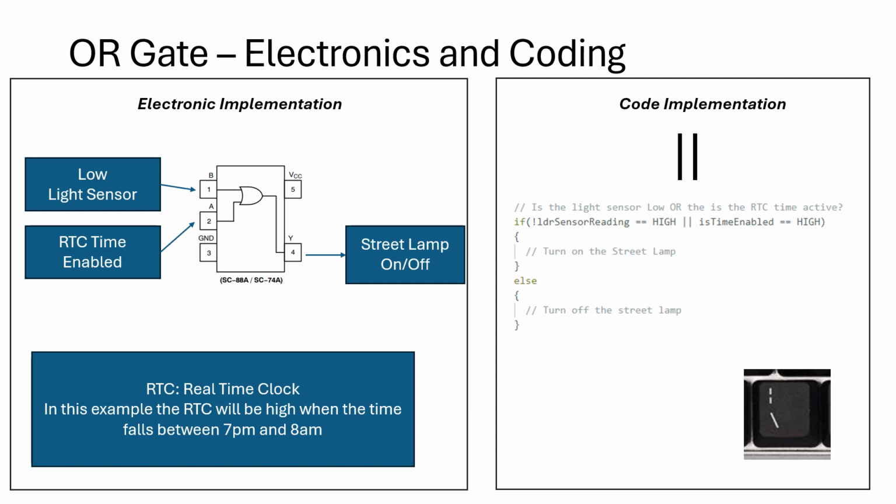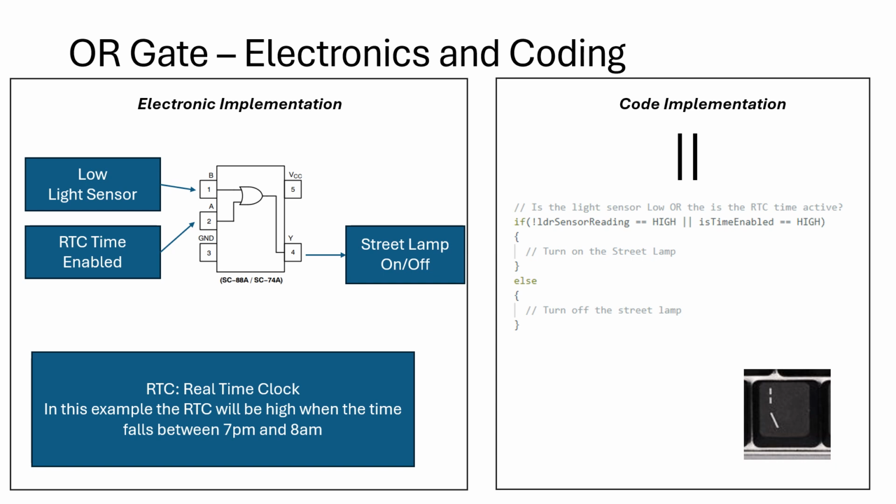It may not be within the time window, but that OR gate is detecting that the light sensor is detecting low light, and so that street lamp will turn on. Let's say the storm carries on and we now get to say 8 p.m. The RTC is now high, the low light sensor is also high, so is A or B high? Yes, they are, so the street lamp is on.